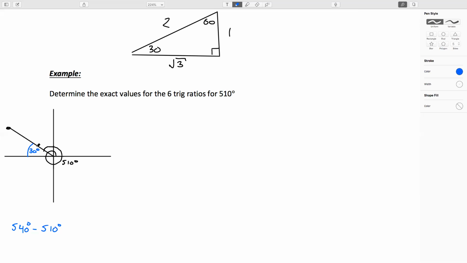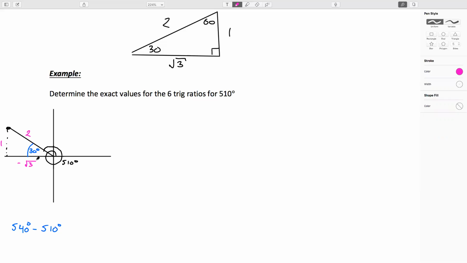Okay, so we need to figure out what x, y, and r are, and then we need to just plug them into our equations. I know that for the 30-degree triangle, we have 1, 2, and root 3. But we also have to remember we're not in quadrant 1. So we can fill in these sides, but we don't necessarily have positives everywhere. My radius r is going to be 2. My y value is going to be 1. But my x value is going to be negative root 3.